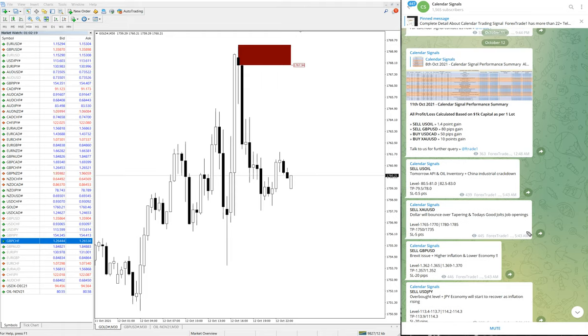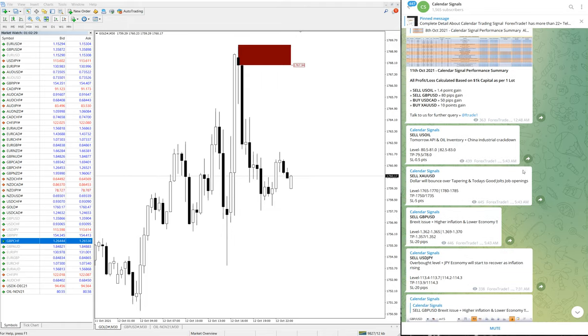Yes, here is the date that you can verify. This is the 12th of October, so all four signals are given today. And here is the level, which is 80.5 to 81 for USOIL, and the second level is 82.5 to 83.0, and the TPs are 79.5, 78.0, and SL is 0.5.